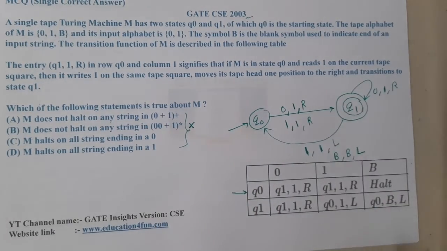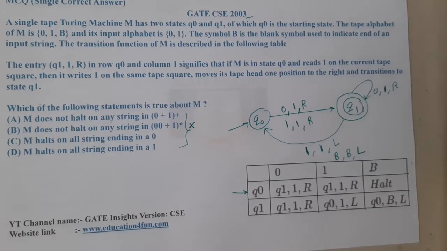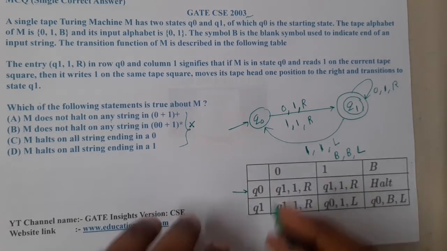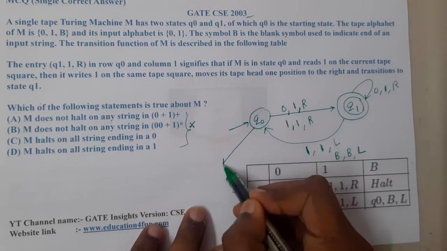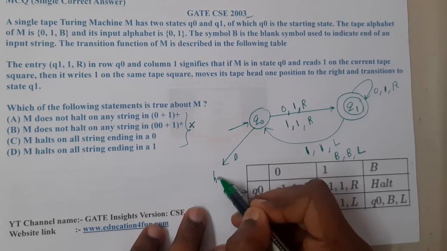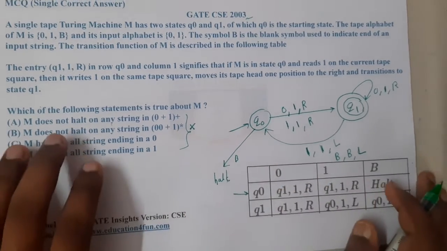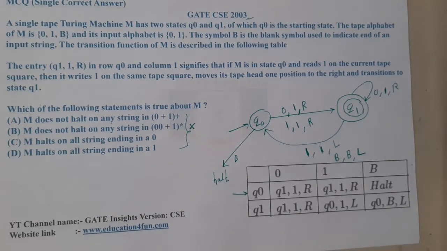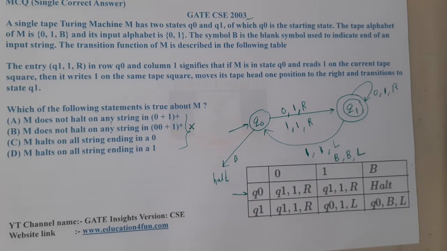So that's absolutely true. So there's no issue according to me here, right? Yes. From the Q node, if I get a blank, I'm going to halt. Okay, so let us start, guys. Option C says that on all strings ending with 0, and option D says that all strings ending with 1. Option C and D are talking about halt, and option A is talking about does not halt, right? Yes.